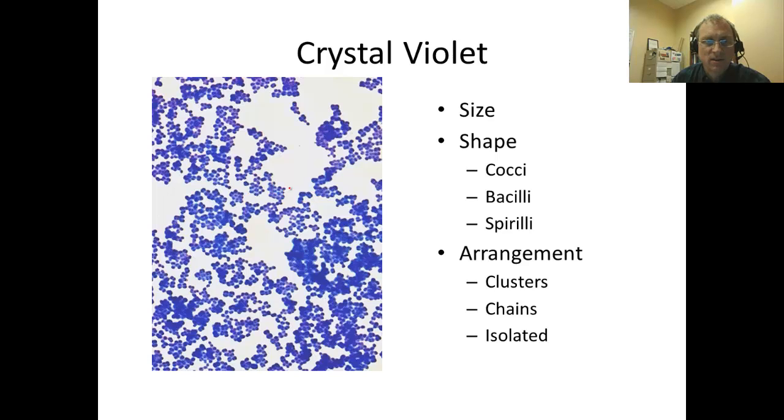We can judge their shapes. They all appear to be round, and we can also judge the arrangement. We can describe the arrangement of this unknown microorganism stained with crystal violet as being arranged in clusters. The other characteristic arrangements that we might be able to see are chains of microorganisms where they are linked end to end, or perhaps isolated where we find the microorganisms spread apart and with no particular association to one another.